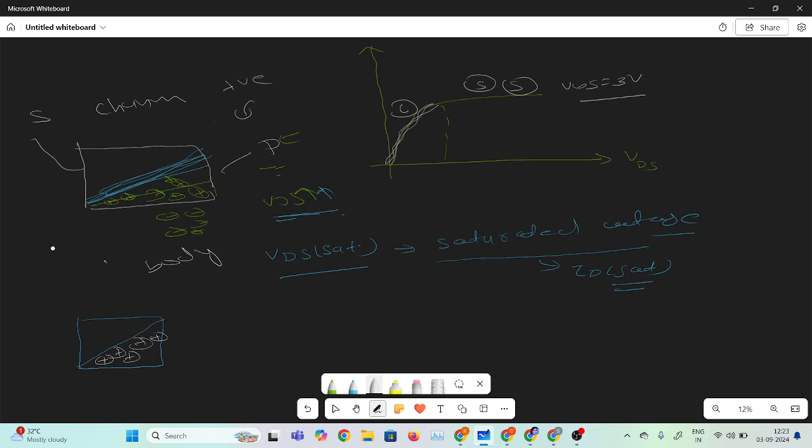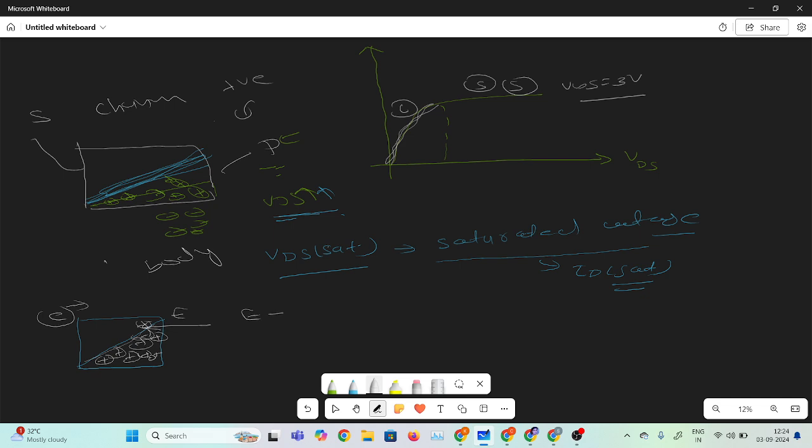Actually, when the channel is depleted, a high amount of electric field will be created in the depleted area. This is the region, the complete depleted region. A high amount of electric field will be created. Due to this electric field, a high amount of force will be created on the electron.